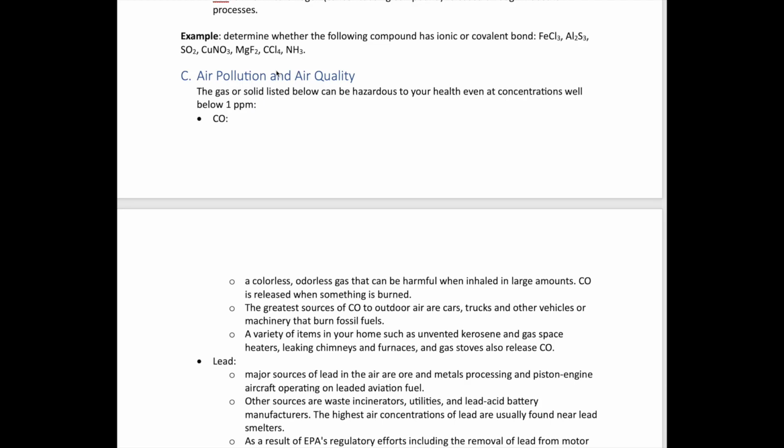We have learned how to name some of these compounds, particularly the covalent compounds. We can now discuss their relationship to air pollution and air quality. The reason we learn the names of these compounds is because they are the types of compounds that actually exist in air and are pollutants. I'm going to list some of the major ones here, starting with carbon monoxide, or CO, and now you know how to name that compound.